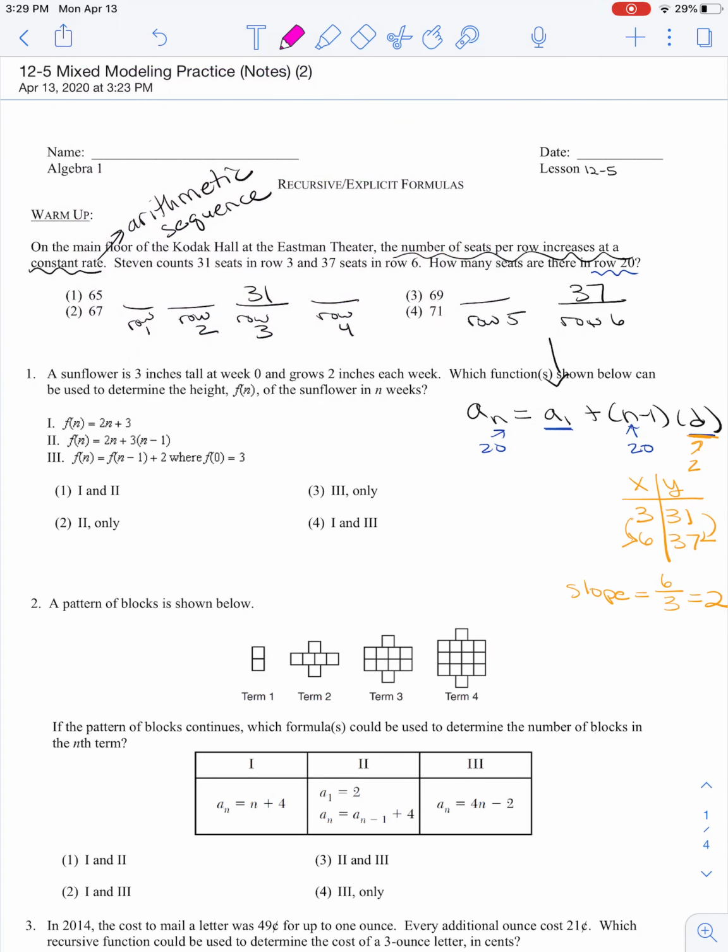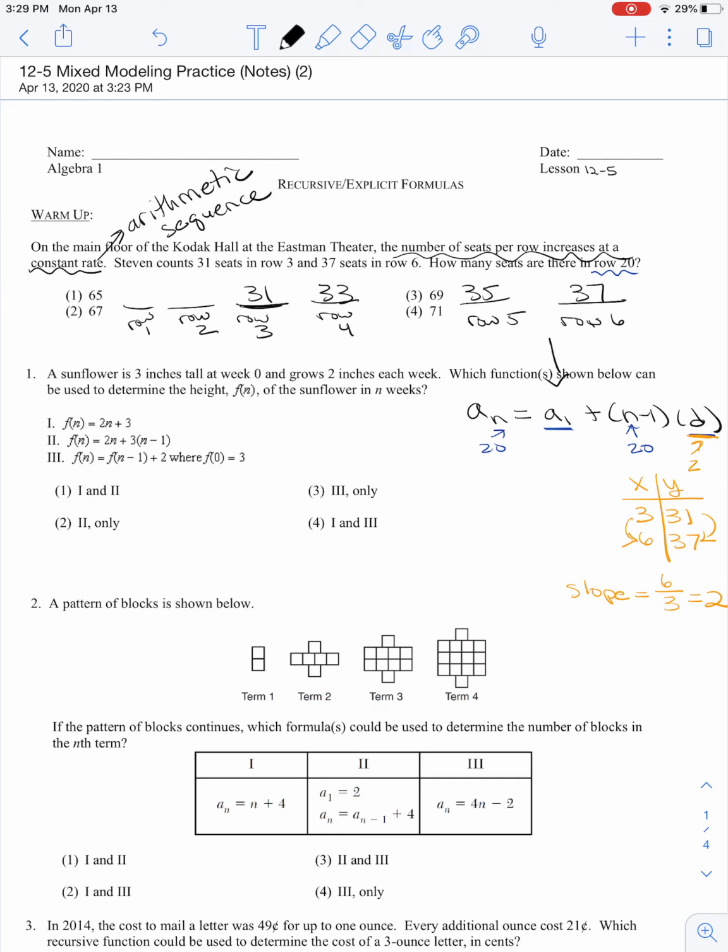And lastly, I want to find the first term. So now if I know my common difference is a 2, that means going forward, I would add 2. So if I wanted to fill in the pattern, I could, right? I start at 31 here in row 3, so if I added 2, I would get 33, then I would add 2 and get 35, and then add 2 and get 37.